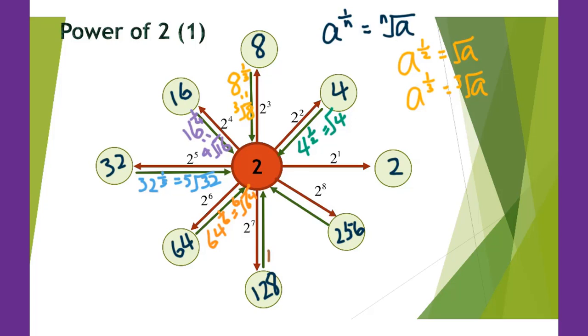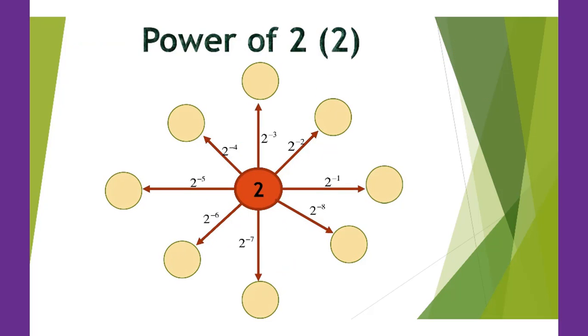For 128 to the 1/7 power, that equals 7th root of 128 equals 2. For 256 to the 1/8 power, that means 8th root of 256 equals 2. Let's talk about negative exponents.